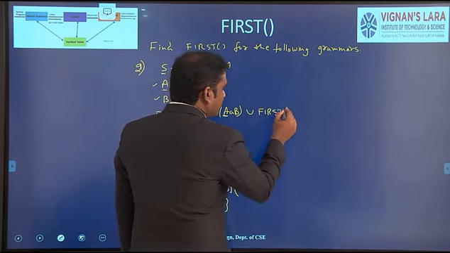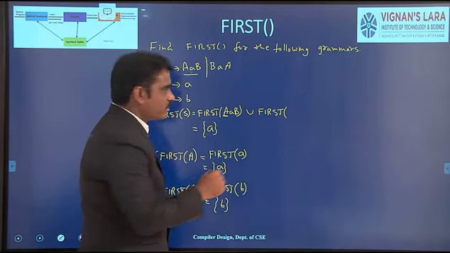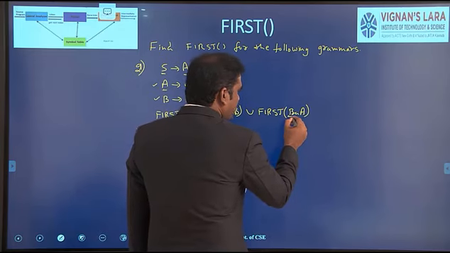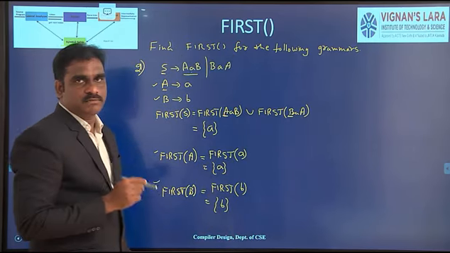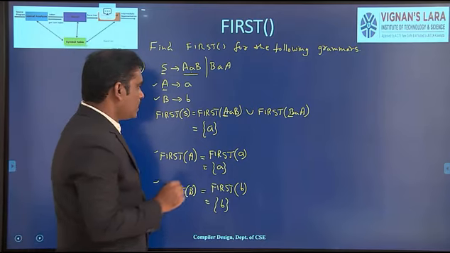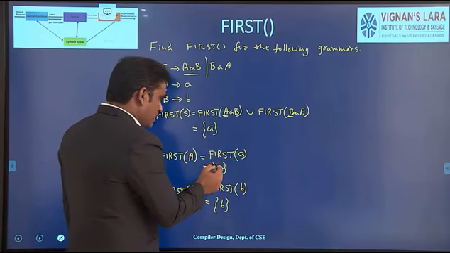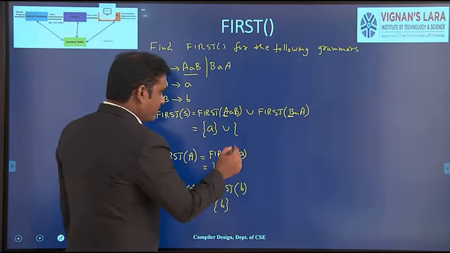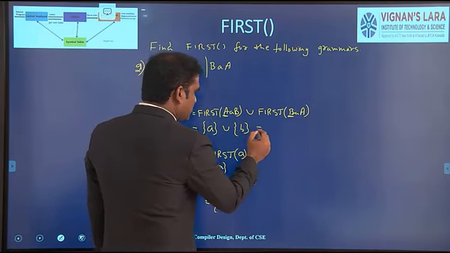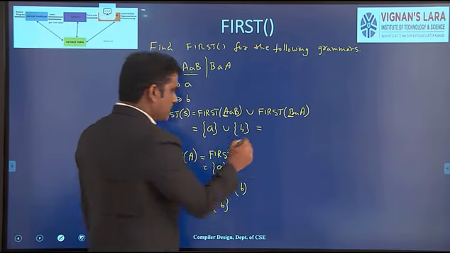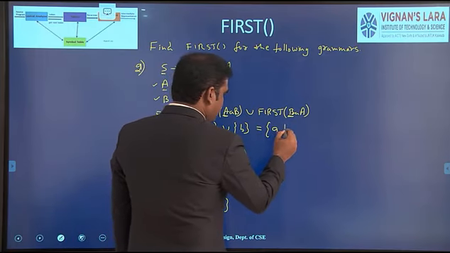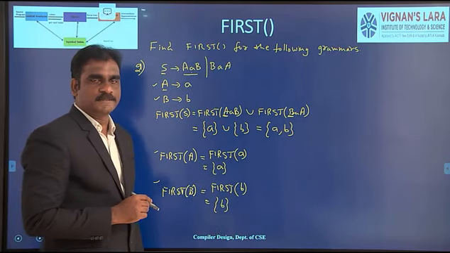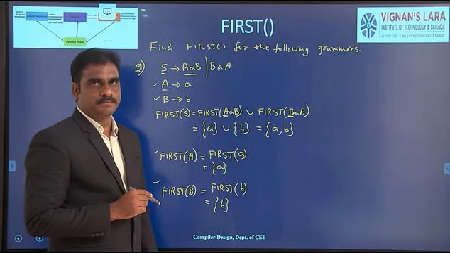First of the second production. What is the second production? B, A, A. Here also we are concentrating on the first symbol only, B. So first of A, what is the answer? A. Union, first of B, what is the answer? B. The result is A union B. So the answer is A comma B. Okay?